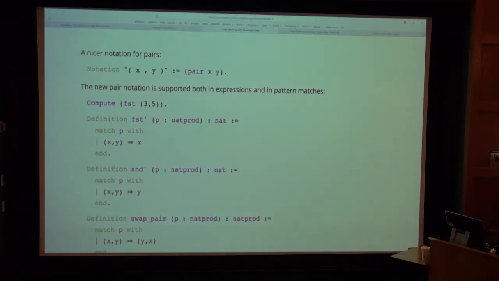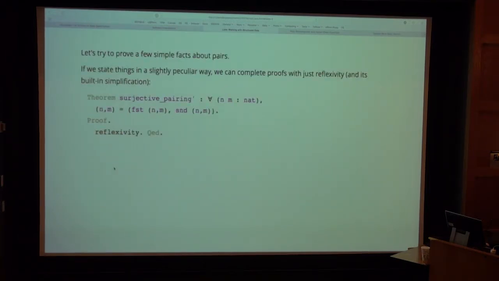As for other things that we've defined, we can define notation for pairs. So we'll define the usual parenthesis with comma in the middle notation for pairs. And we can use it, interestingly, both on the right-hand sides and on the left-hand sides of pattern matches. So we can write pair syntax also in pair patterns, and that's quite useful for making things readable. All right.